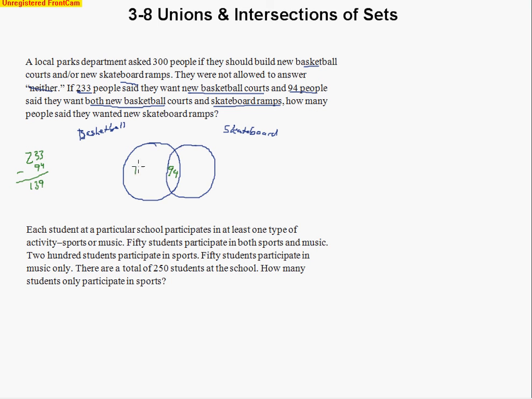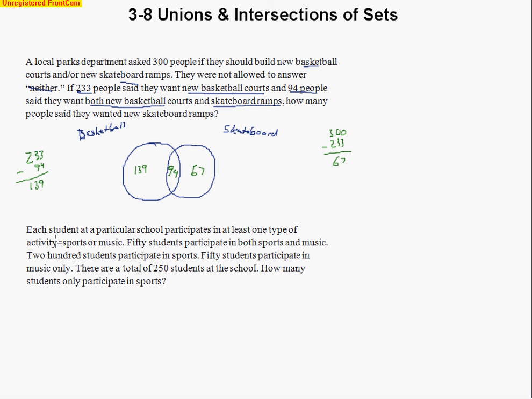That's going to be the people who just wanted the basketball courts, because 233 people wanted basketball courts, but that includes 94 of those 233 who wanted both basketball and the skateboard ramp. So subtracting gave me just the people who wanted the basketball court. So now I need to find out how many wanted just the skateboard. So let's go ahead and take the total, 300, and subtract the 233 who wanted basketball. So subtraction of these two numbers gives me 67. That's how many wanted just the skateboard ramp. So that's the answer for that one.